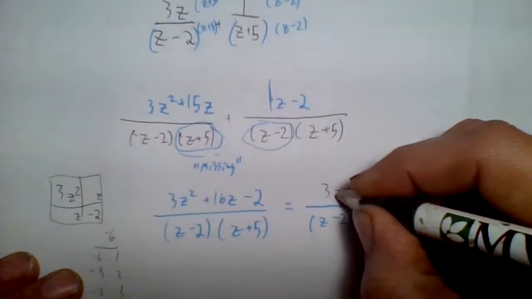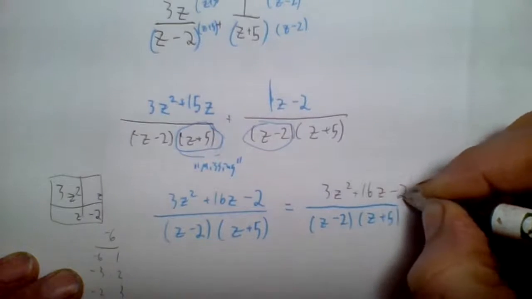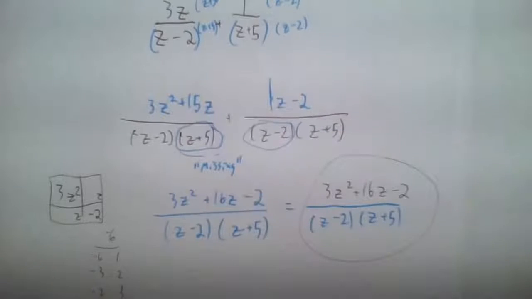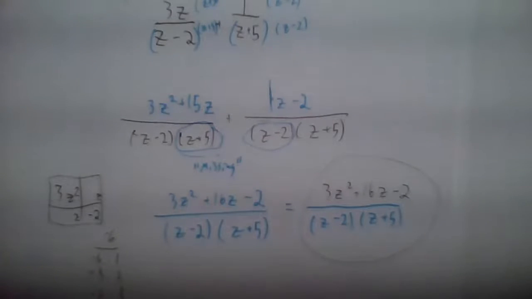I'm not going to be able to write it in factored form. So nothing is going to simplify here. This is just going to stay where it is. That is the simplest form. You have to check that. Any of the answers to these things, you want to check for common factors, see if it can be simplified. That's it.